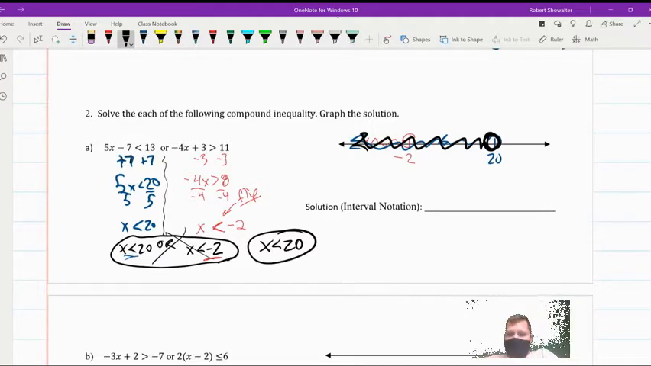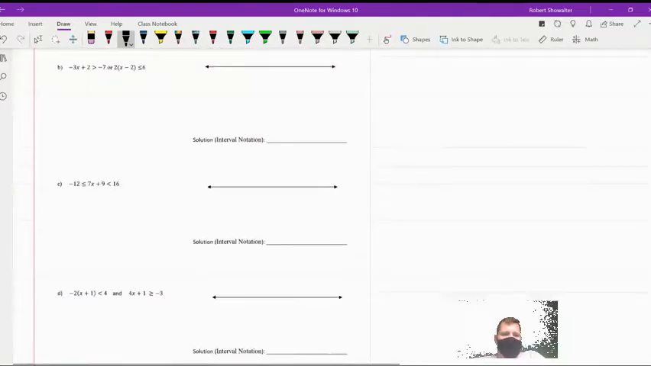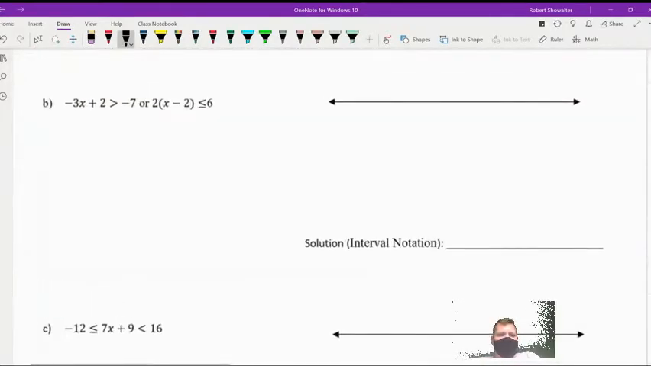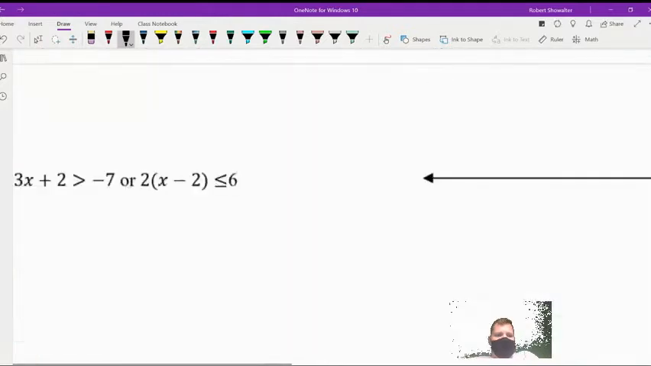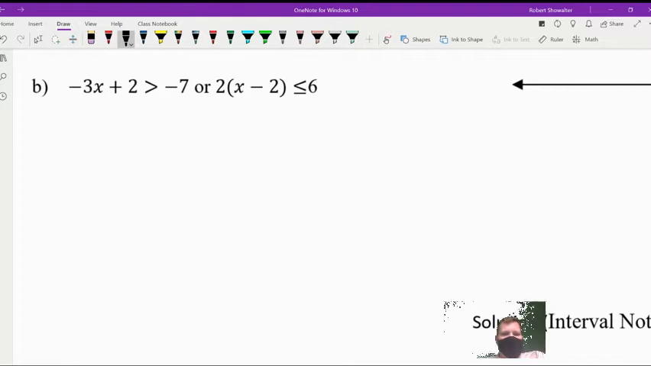All right, here we go. On the interval, we do -infinity to 20 in parentheses. Let's keep trying and see how much we have. Let's get through a few more here, my friends. Okay, so here we go.